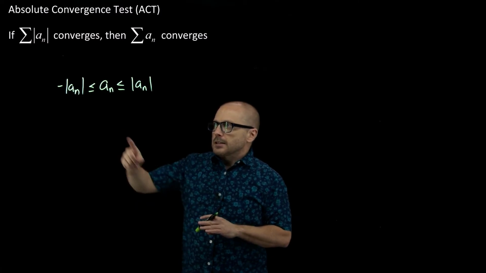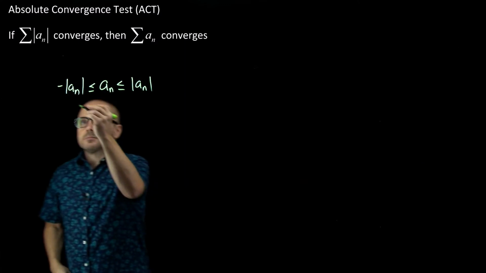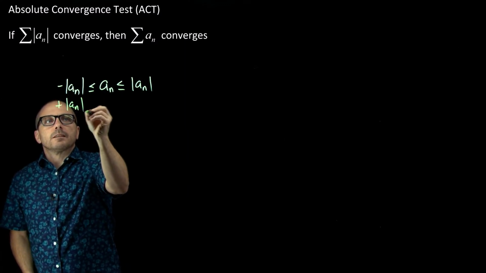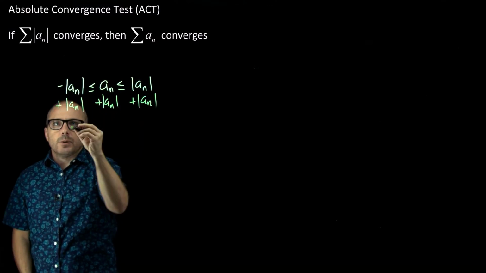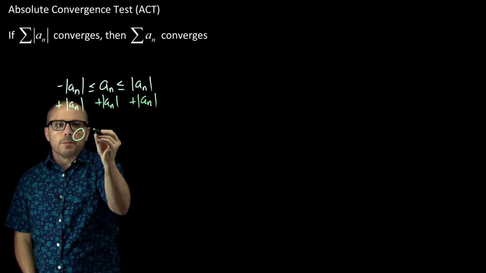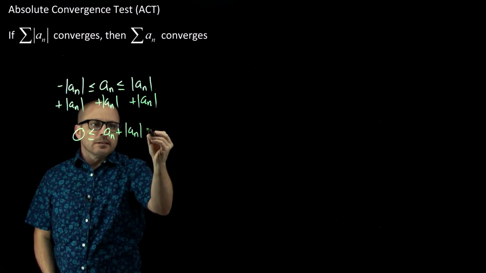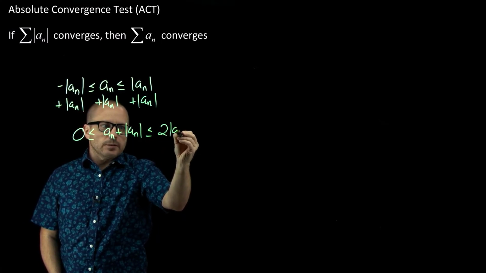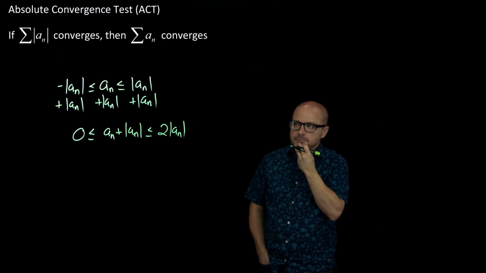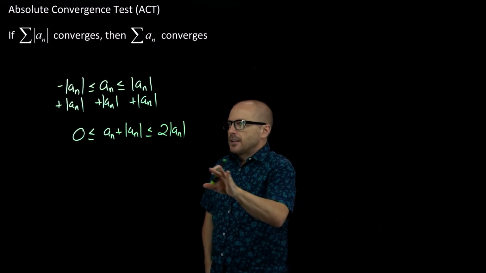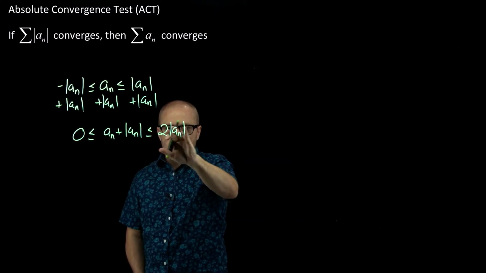So let's start off by doing a little manipulation. I'm going to add the absolute value of a sub n all the way through here to get a new inequality, 0 less than or equal to that, less than or equal to 2 absolute values of a sub n. Now, we're starting to get something that looks like direct comparison, right? I've got something that's greater than or equal to 0 and less than or equal to this.